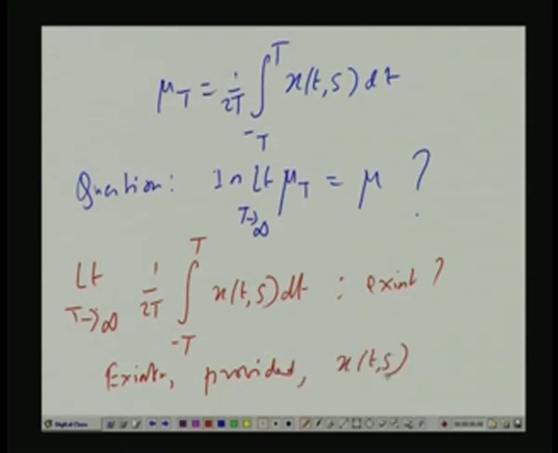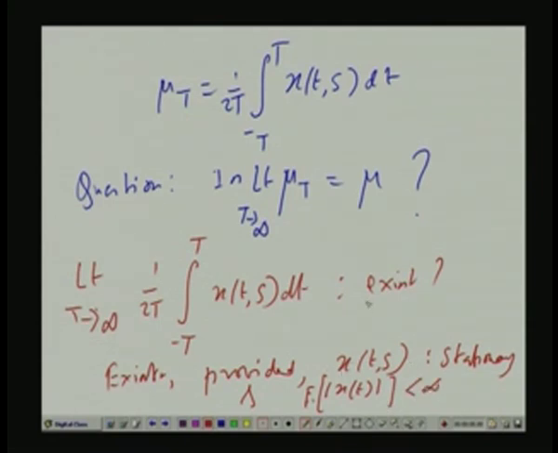He said that this exists provided x t is stationary and the expected value of mod x t, if it is stationary, it does not depend on s, E of mod x t, that should be finite. If that happens, this limit exists.